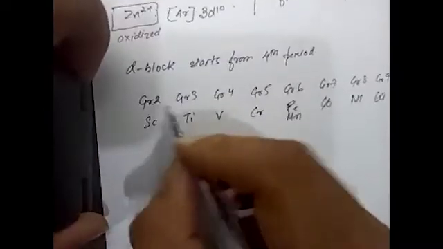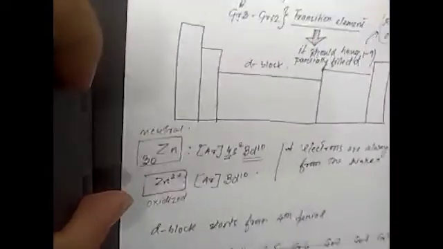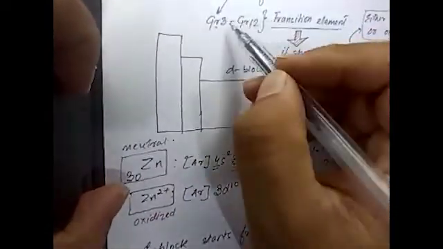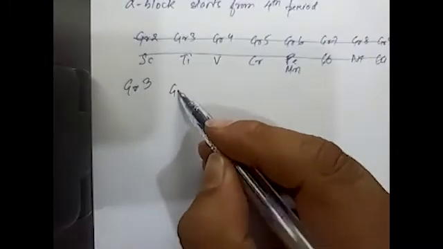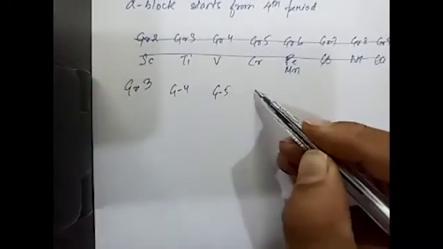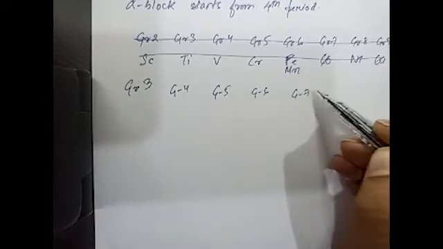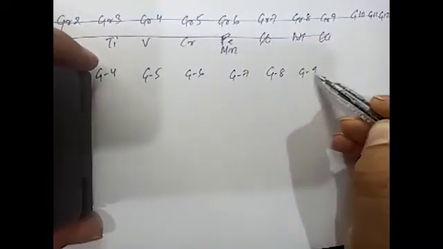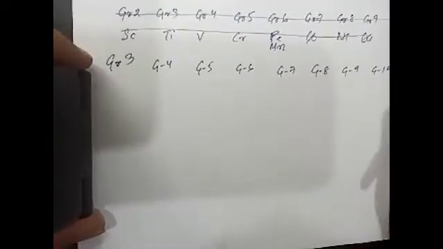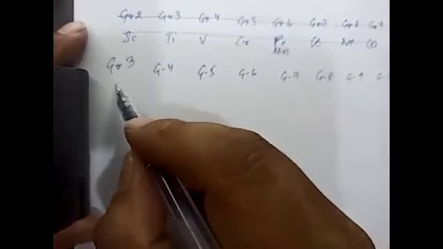Sorry, I have written. Okay, I just write it again. It starts from group 3 to 12, not 2 to 12. Okay, 3 to 12. So I'll just write it again. Group 3, group 4, group 5, group 6, group 7, group 8, group 9, 10, 11, 12. Okay. So what are the elements?